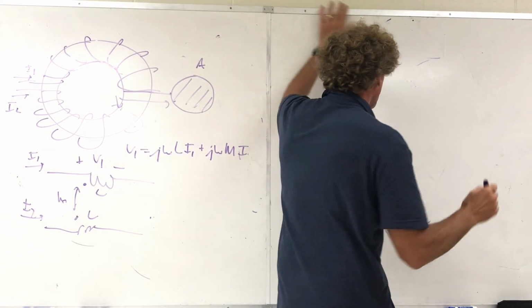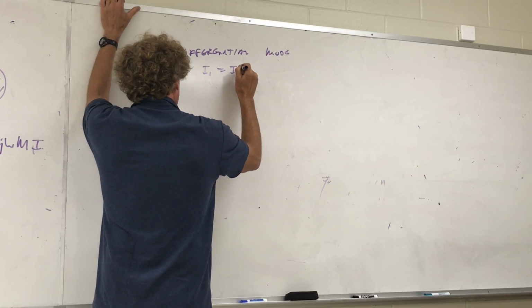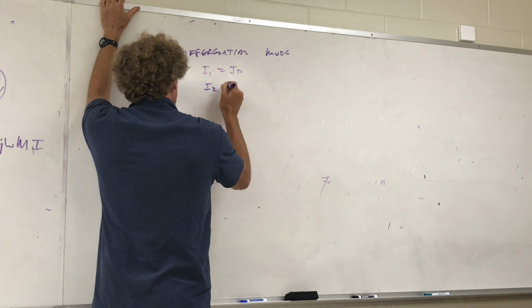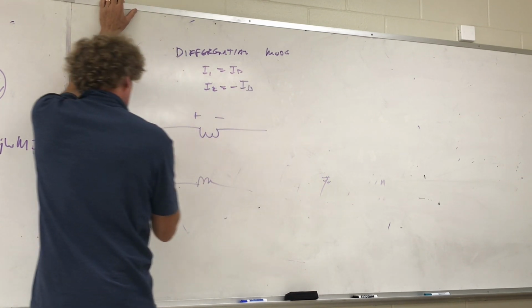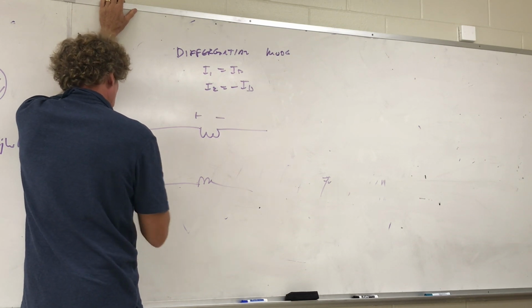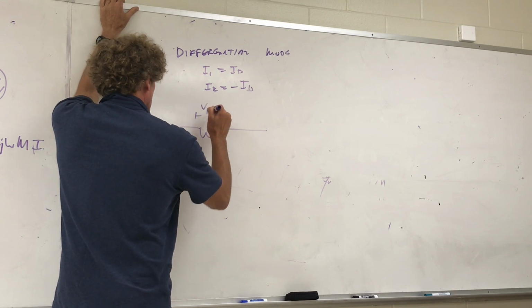So if you look at the differential mode, remember, I1 is now going to be ID, and I2 here is going to be minus I differential. What this will actually look like: here's ID going this way, here's ID going this way, and here's my voltage, I'll call it V1.